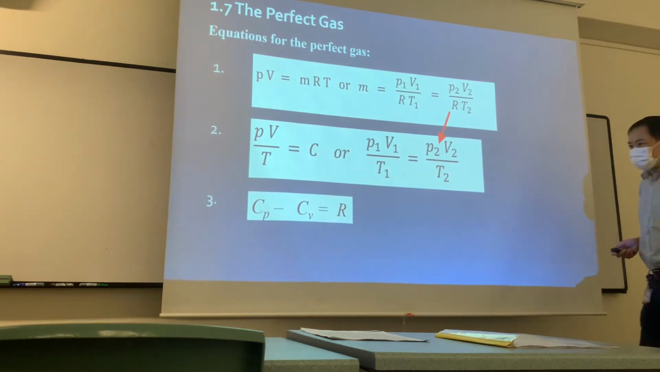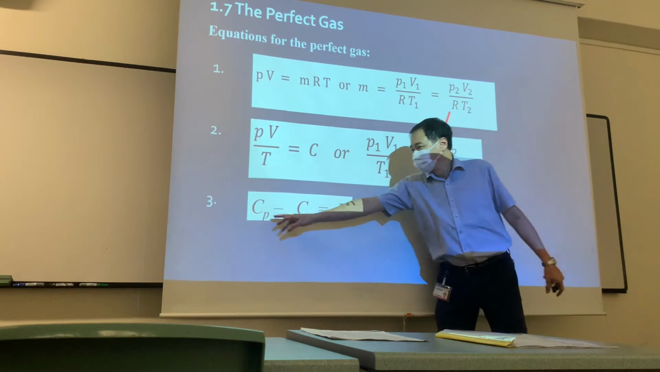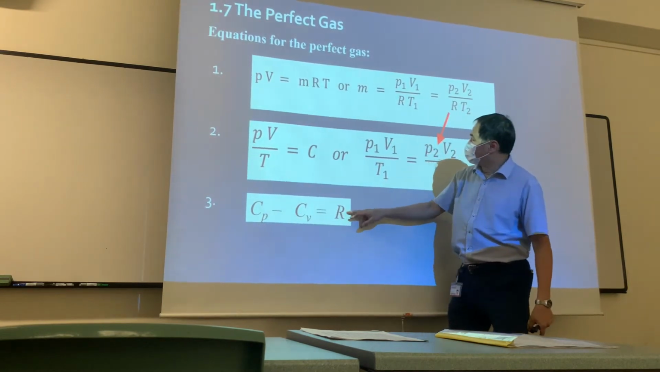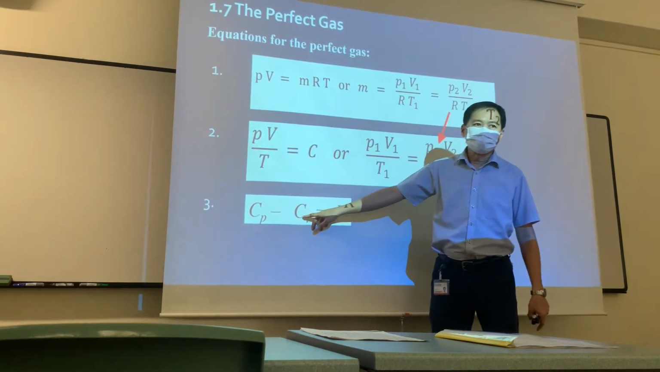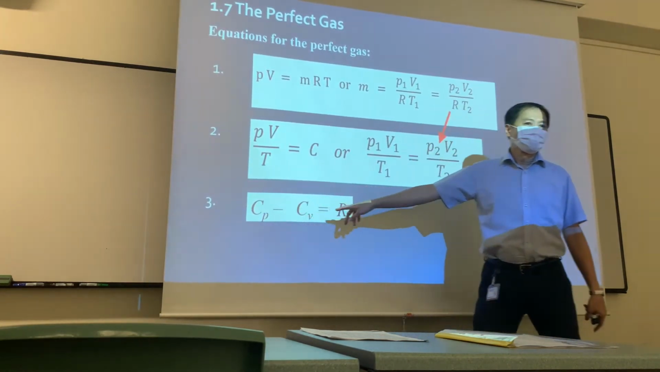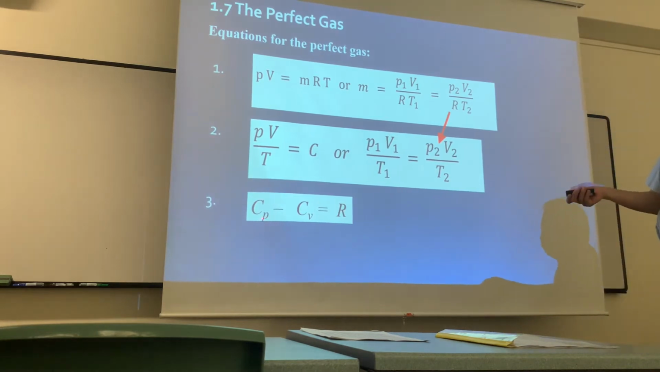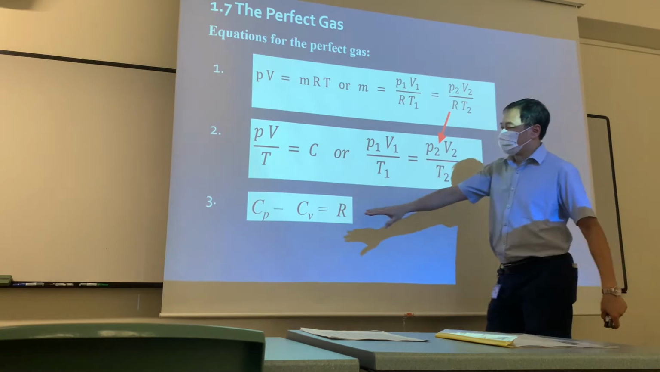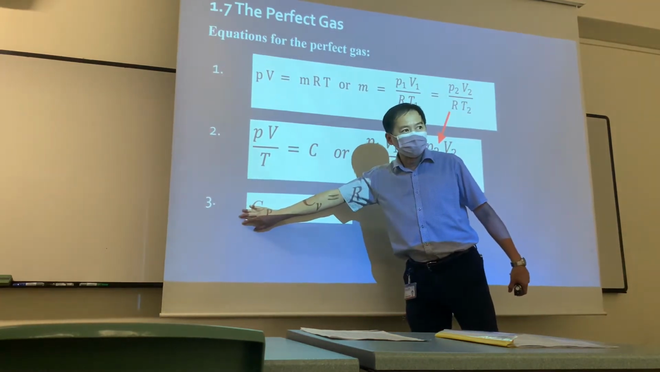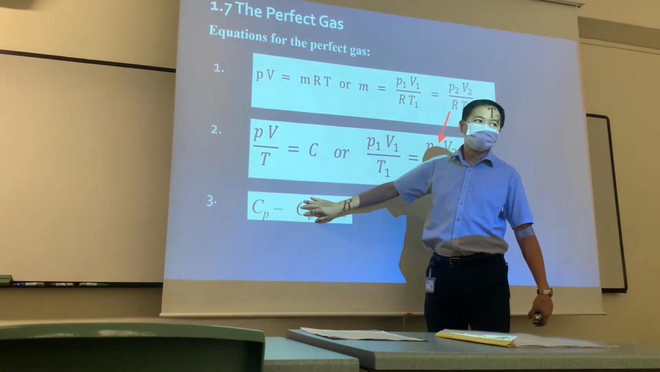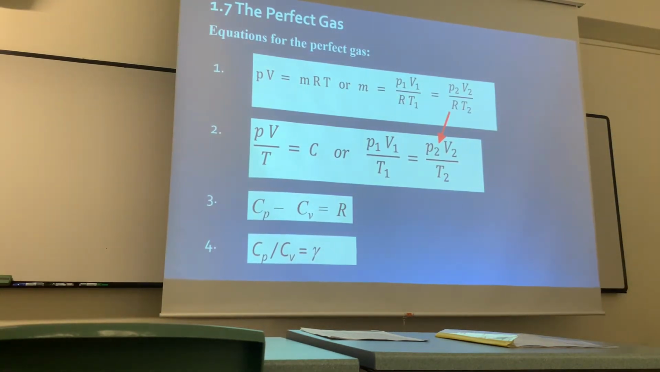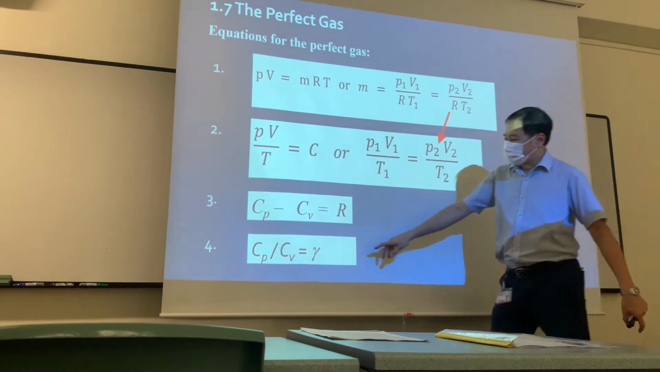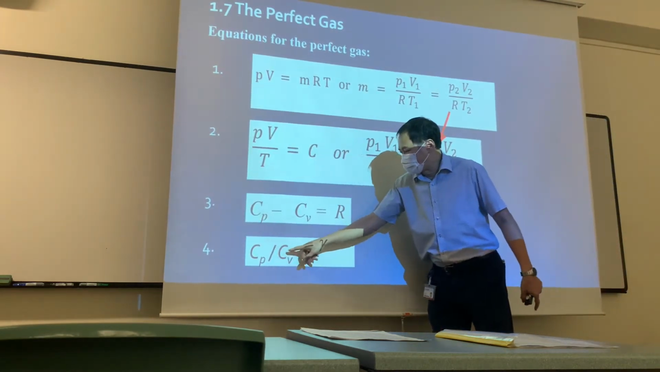Another one you seldom use is Cp minus Cv equal to R, which is this R here. Now my question is, what is Cp and what is Cv? Yes, constant pressure, constant volume. Which is the specific heat capacity for constant pressure, and this is the specific heat capacity for constant volume. If you use Cp divided by Cv, you get gamma. So this is fixed. This divided by this always equals gamma.